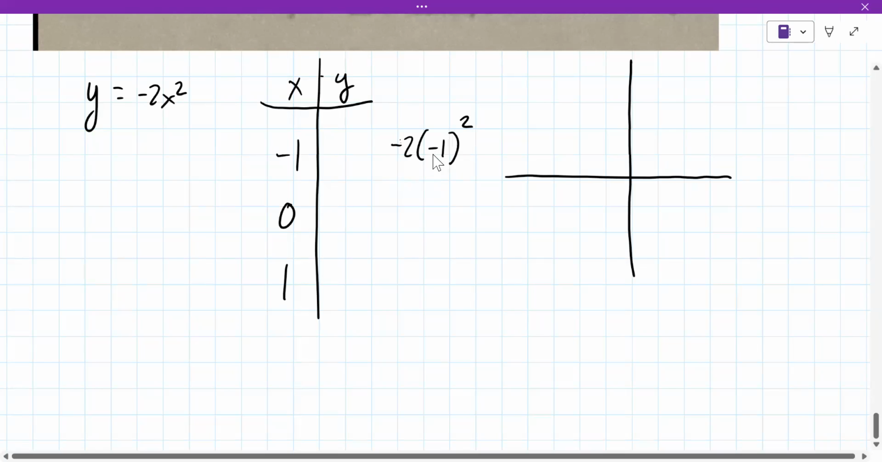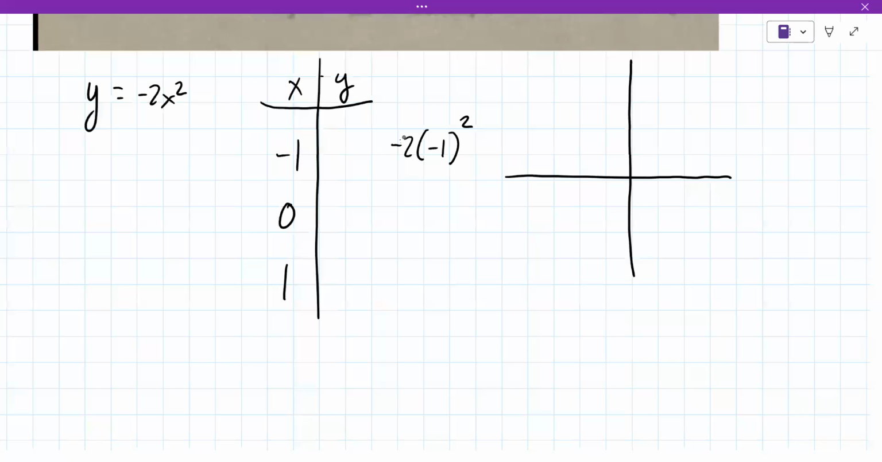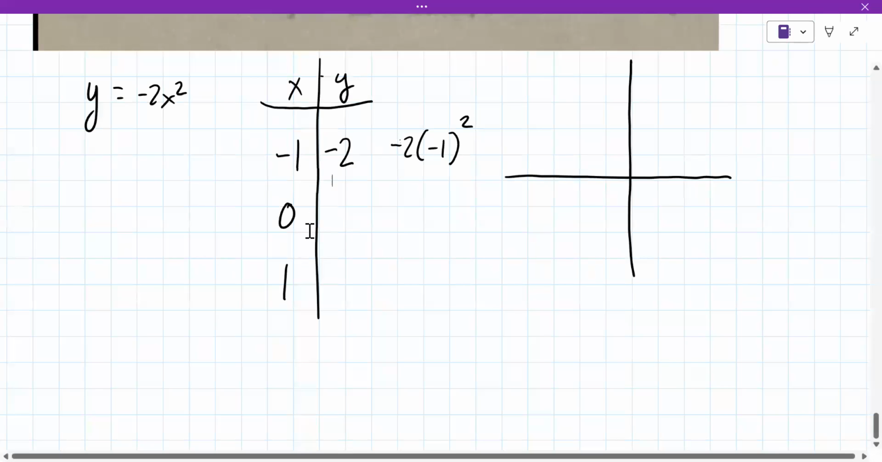You square. What is -1 squared? Start with that. Is it just 1? It's just 1 times -2. So it's just -2. Yes. Okay, so I'd like you to do the same thing for the other two values, please, and give me the results.